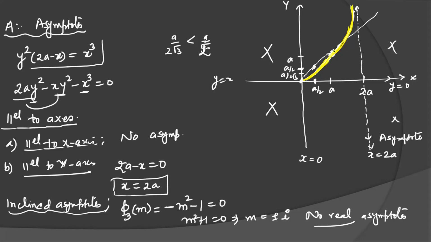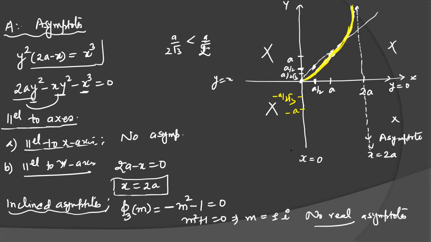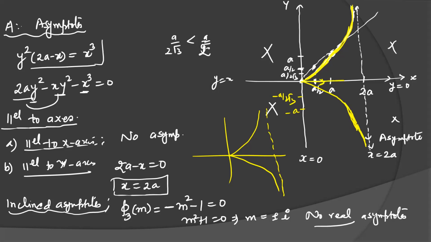Now, if you see carefully, I am not drawing the negative points. At x equal to a, you are also getting minus a, and at a by 2, minus a by 2 root 3. As the curve is symmetric about the x-axis, you will get a similar curve below the x-axis. I'm not good at geometry, so I will make one drawing only so I can make it very clear. It will look like this. This is your asymptote, not very good, but it can be understood. And this is the tangent, so both the tangents are real and coincident. So this point is actually a cusp.